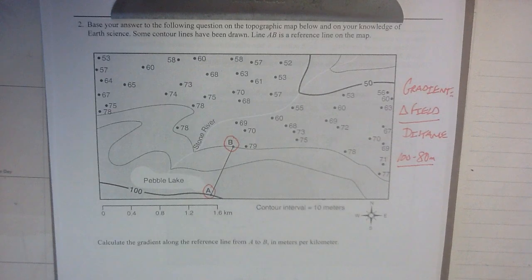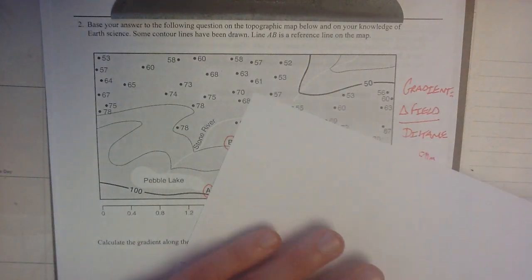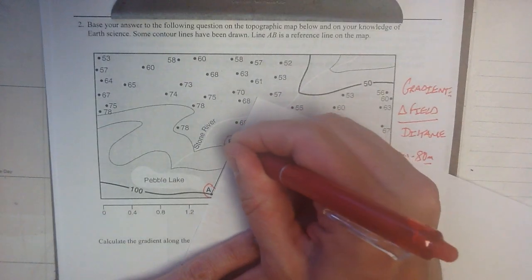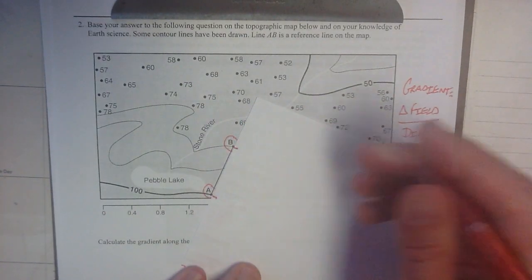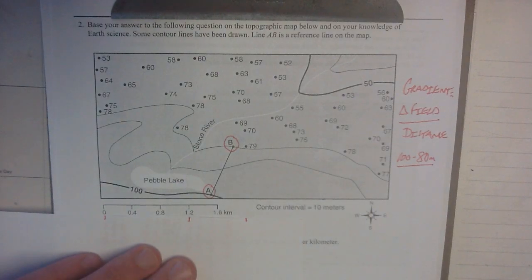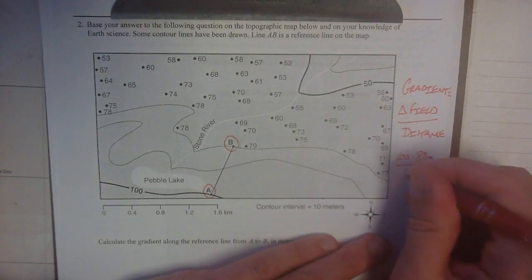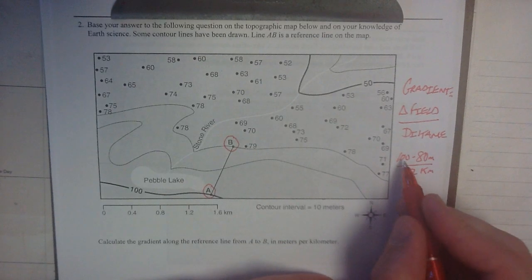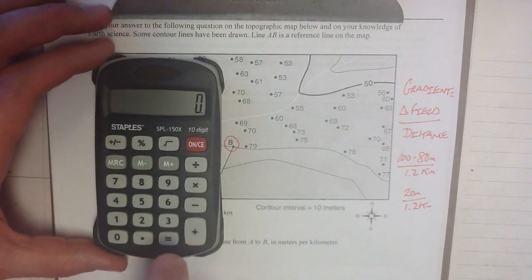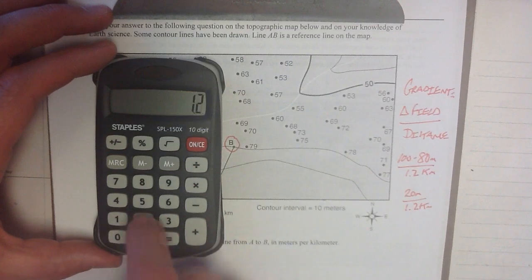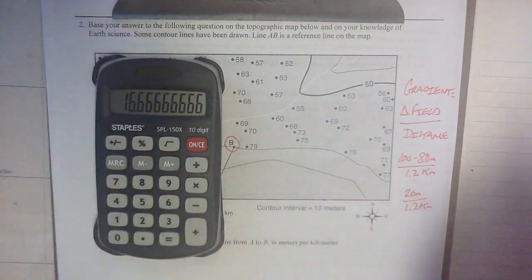And we divide that by the distance between them, so I'm just going to take a sheet of scrap paper and lay it across my 2 points. Here's point B, here's point A. Come down to the scale and I can see that the 2 points are 1.2 kilometers apart, so I'm going to divide this by 1.2 kilometers. 100 minus 80 equals 20 meters divided by 1.2 kilometers. To do the math, just plug in 20 divided by 1.2 kilometers equals 16, and then a whole bunch of sixes.